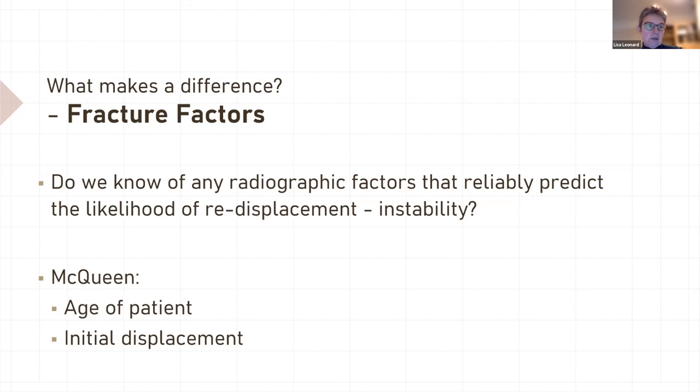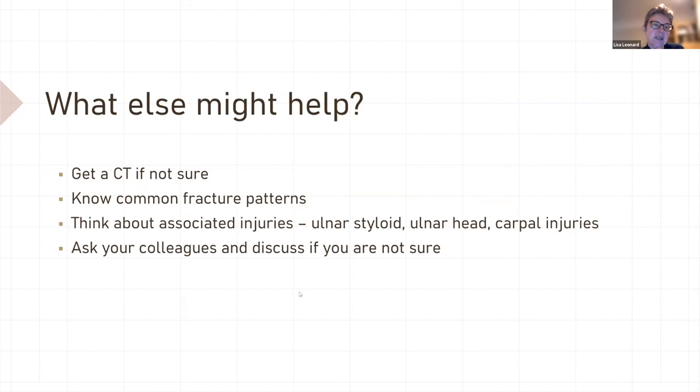And then we touched also on radiographic factors that predict the likelihood of redisplacement. And again, it is McQueen's paper that we all go to for this. And essentially for me, it's the age of the patient. The older they are, the more likely they are to redisplace, and the initial displacement on the x-ray. So do always look at the original x-rays. We've mentioned this a little bit as well. So if you're not sure, get a CT scan.